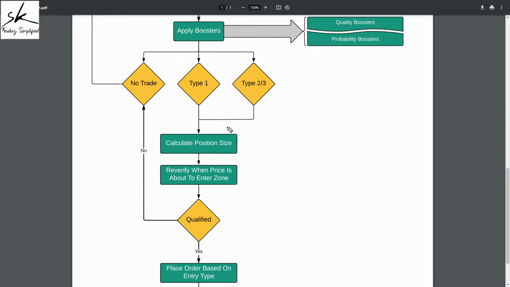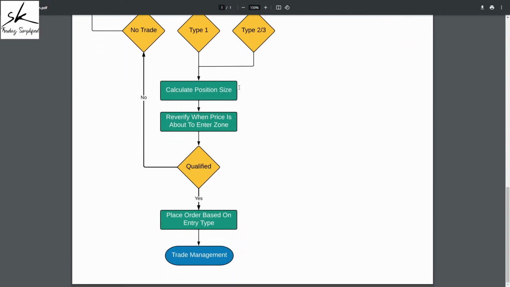No matter how high the quality or the probability, any trade can be a stopped out trade. So we also need to be ready for the worst case scenario, where we do a proper position size calculation so that in case the trade goes against us, we do not lose more than what our risk management rule allows. Whenever the prices are back, we'll have to re-verify because markets are dynamic. Conditions are changing almost every other second. So we verify that it still matches my trade plan before the prices are about to enter the zone. If the answer is yes, it is qualified, then we'll place our order based on the entry type, in this case a type 2 or a type 3 trade.